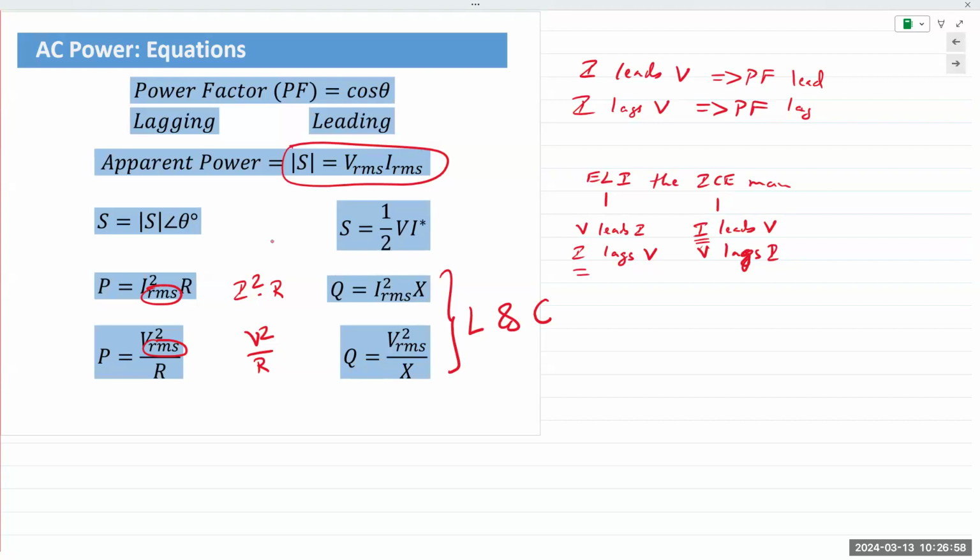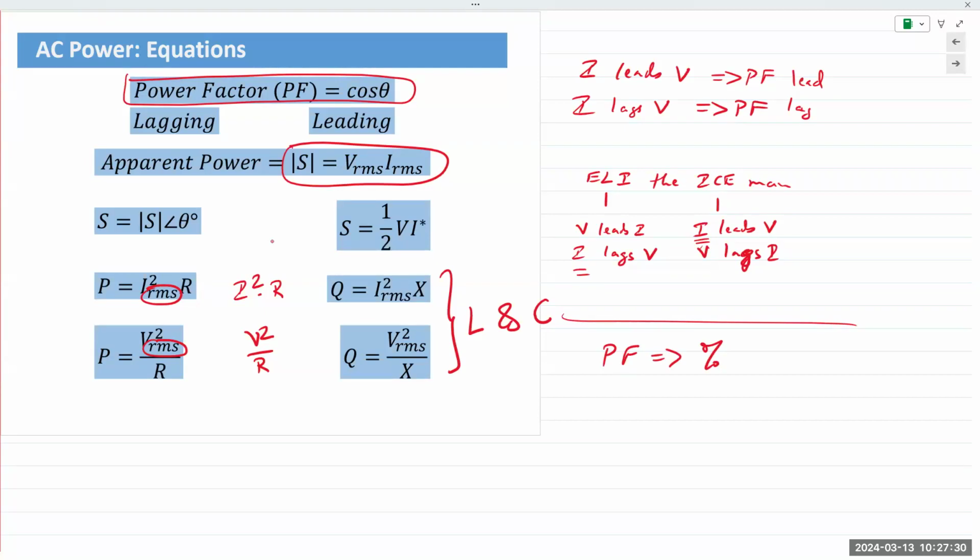Mathematically, power factor is given by the cosine of the power angle. Power angle is the phase difference between the voltage and current, theta V minus theta I. The cosine of that angle gives you the power factor, and it is always expressed as a percentage.